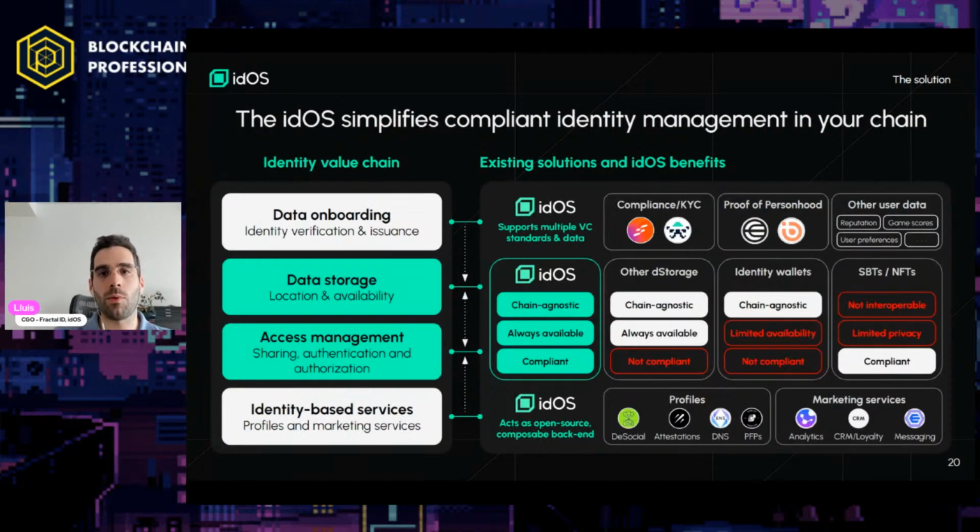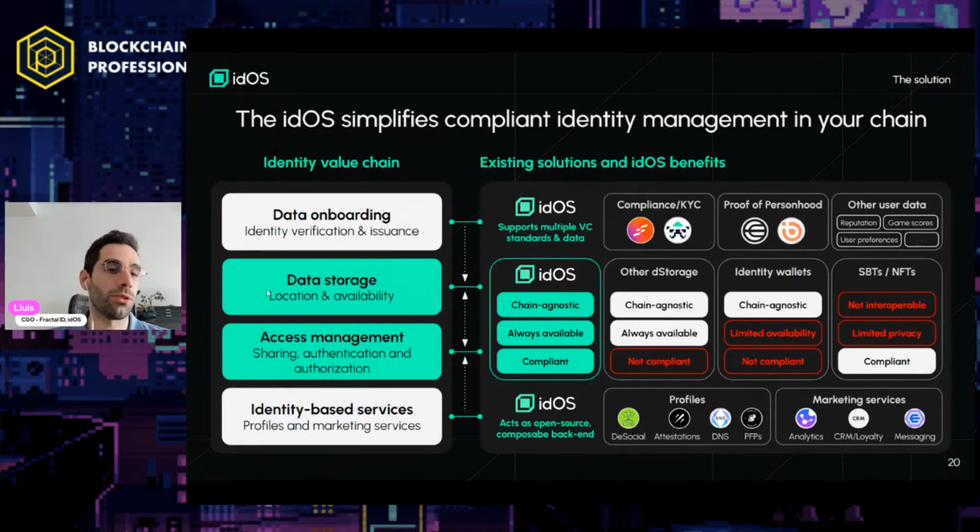What is the idOS? And why is the idOS important for this? It's because it acts like the middle layer that makes the whole identity space work, and work in a decentralized way. If you take the digital identity value chain, you basically have 4 different steps. The first one is the onboarding of that data. So you're a user, you want to prove that you're a human being. So you talk to some sort of identity verifier, and this could be either for compliance, KYC, or simply proof of personhood. And you tell them, hey, please verify that I'm a human being and issue a proof of that.